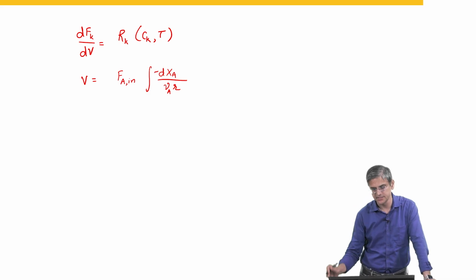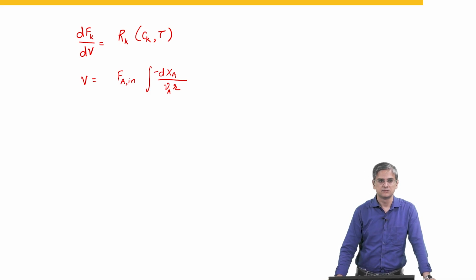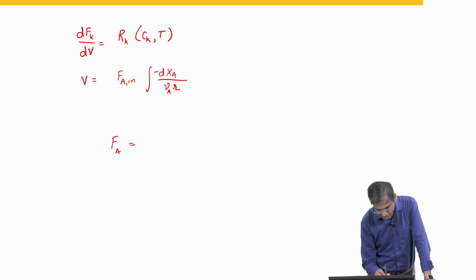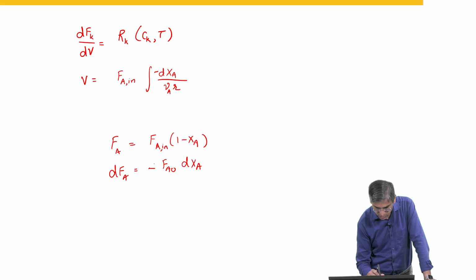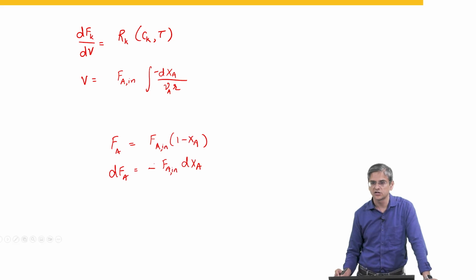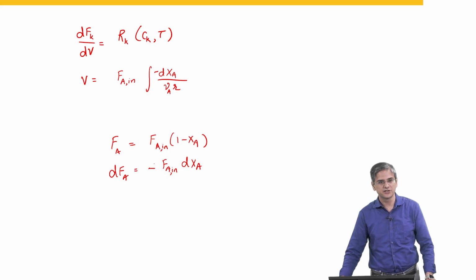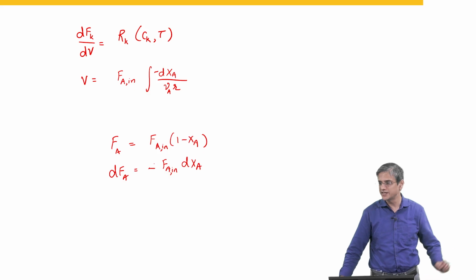Actually, so it is minus X A, right, because the dF is F A naught multiplied by negative of dX A. Okay. And let us not write F A naught, let us write F A in. The reason to not write F A naught, again if you look at textbooks, they use subscript 0 for initial conditions as well as subscript 0 for inlet conditions. Inlet conditions and initial conditions are different.